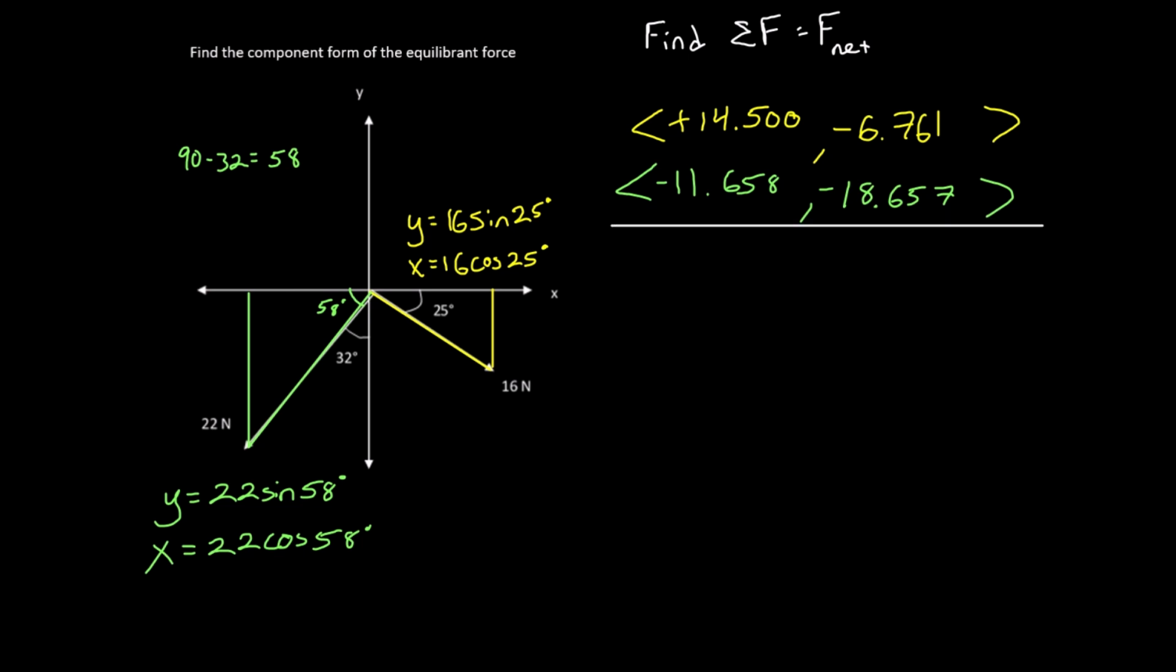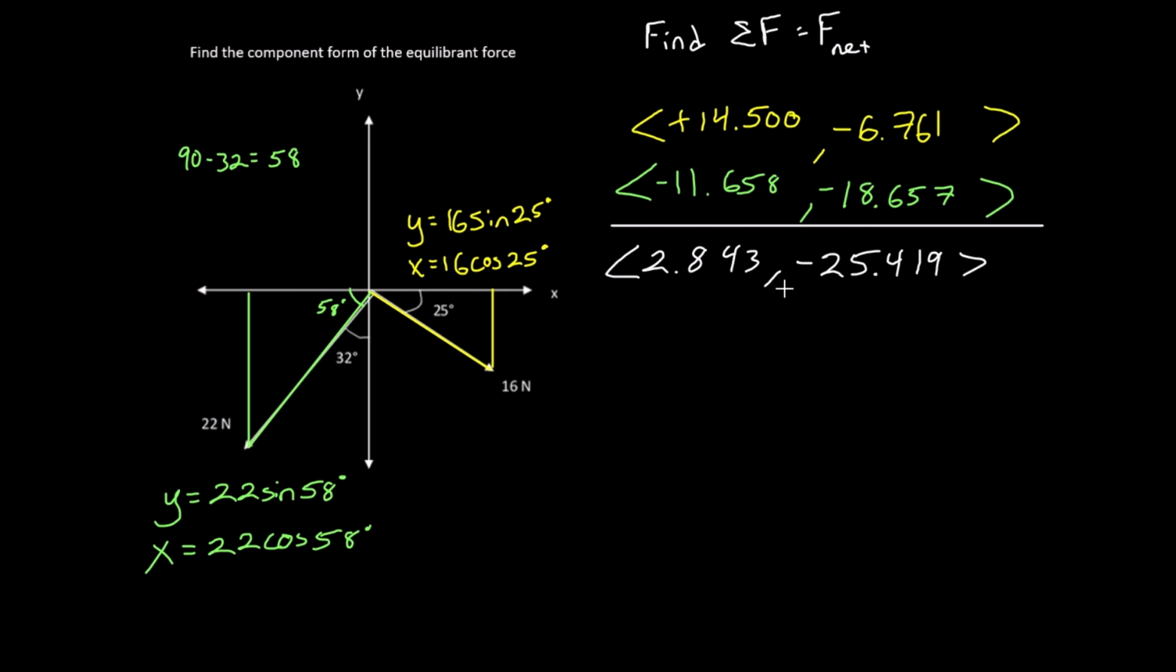We're going to get a positive 2.84, and then now we're going to round to 2.8. And then for our y component, we're going to get negative 25.41, and again, now we're going to round to 25.4. So here are our components for the net force.